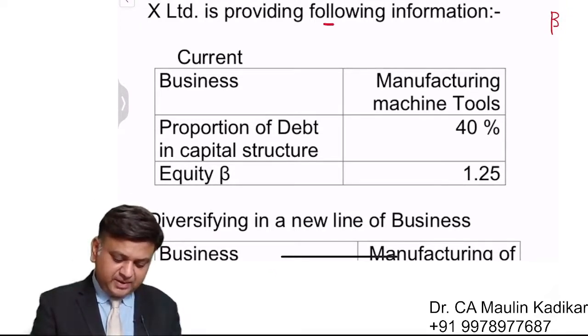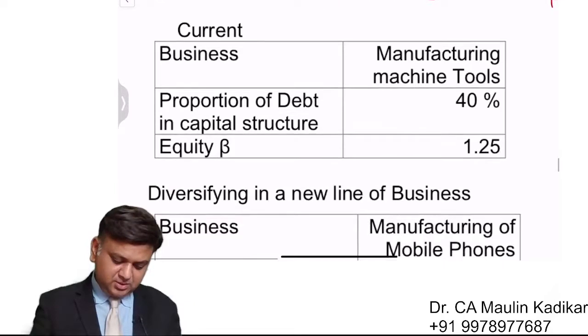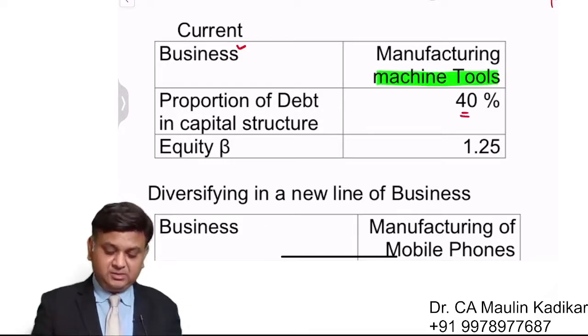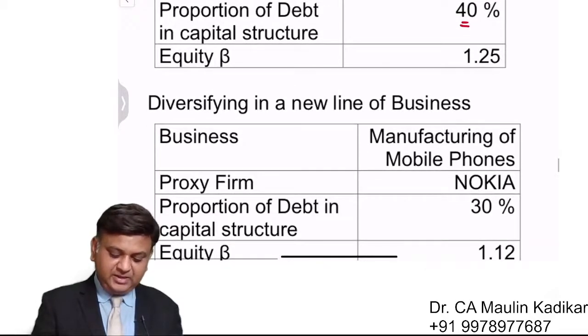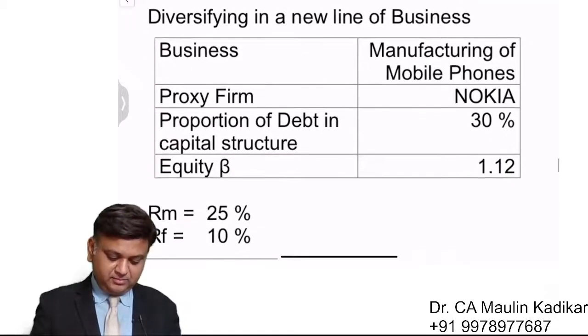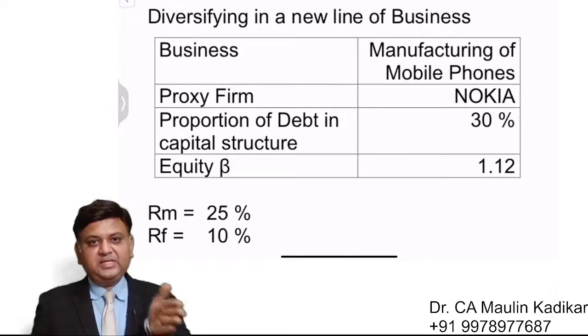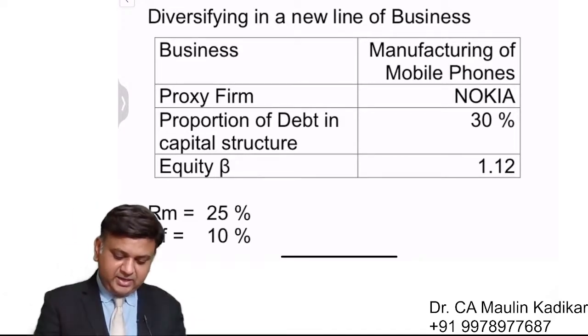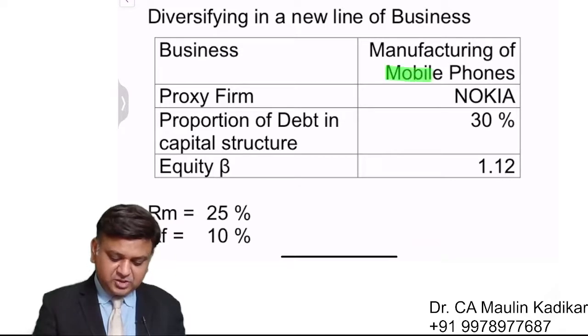X Limited is providing following information. Currently, it is doing business of manufacturing of the machine tools. It has 40% debt in the capital structure. Its equity beta is 1.25. Now, this company is diversifying into a new line of the business. And new line of the business is manufacturing of the mobile phone.